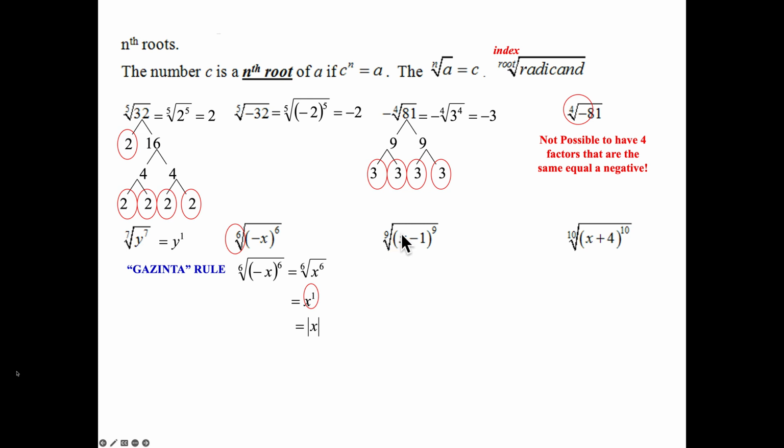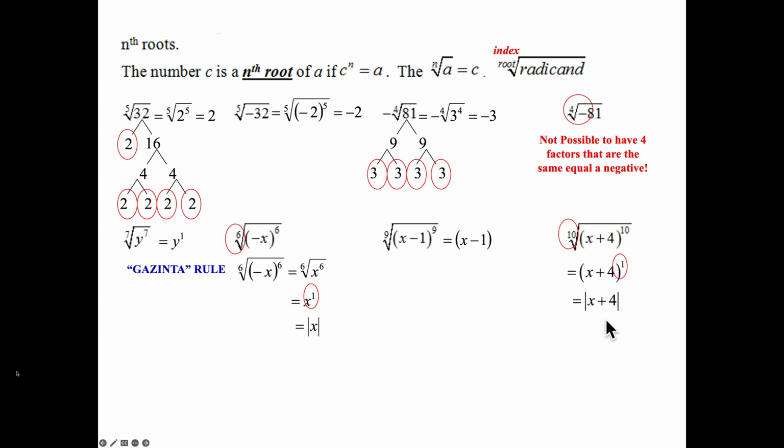The 9th root of x minus 1 to the 9th power. 9 goes into 9 once. I do not need absolute value bars because I did not start with an even root. Even root 10: the 10th root of x plus 4 to the 10th power becomes x plus 4 to the 1st power. Even root, odd power. Ding, ding, ding. We need absolute value bars.